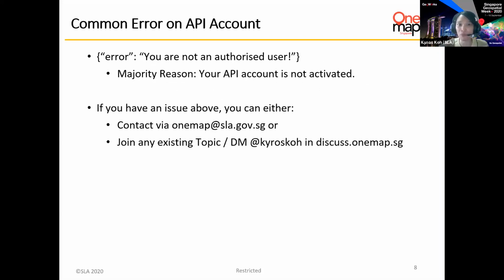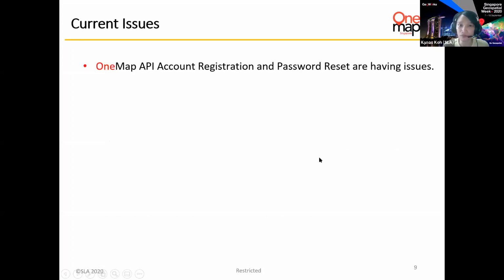Some common errors that occur upon API account registration or getting a token: for example, you are not an authorized user, or your account is not activated. If you have any issue, for example a technical issue, you can drop us a note at the generic email, onemap@sla.gov.sg, or you can post in our discussion forum at discuss.onemap.sg. The current issue I mentioned earlier is the registration and reset password issue with the external SMTP server.